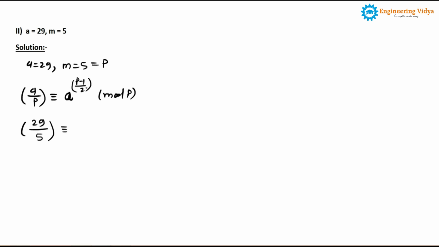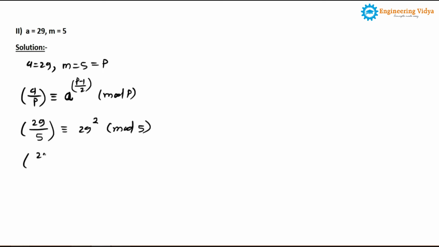So this can be written as a, where a is equal to 29. Here we have 29 raised to (p minus 1) by 2. p is 5, 5 minus 1 is 4, and 4 by 2 is 2. So 29 squared mod p, and p is nothing but 5, right?